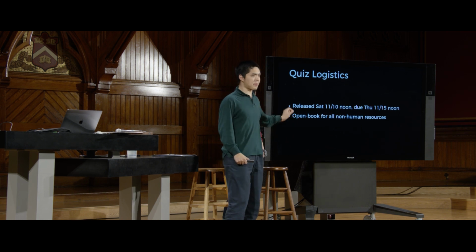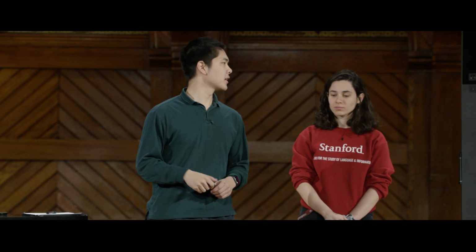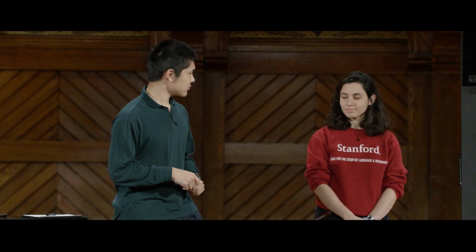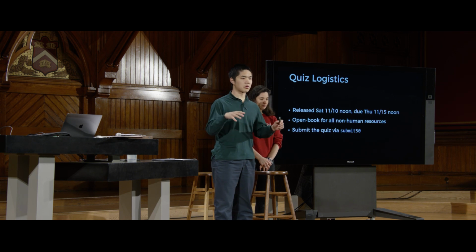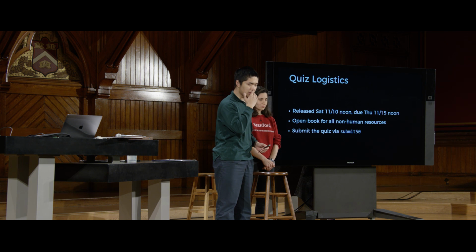The only exception to this rule, the humans you can turn to, are the course's heads for clarification questions. So not for "Can I get help on this particular question?" But if part of a question is confusing to you or you're unsure about the expectations, you can reach out to heads@cs50.harvard.edu and we can offer some clarification. But aside from that, no human resources for the quiz. Again, you'll submit the quiz via Submit 50 as usual. That's the general logistics for the quiz. Questions about quiz logistics? Yeah?